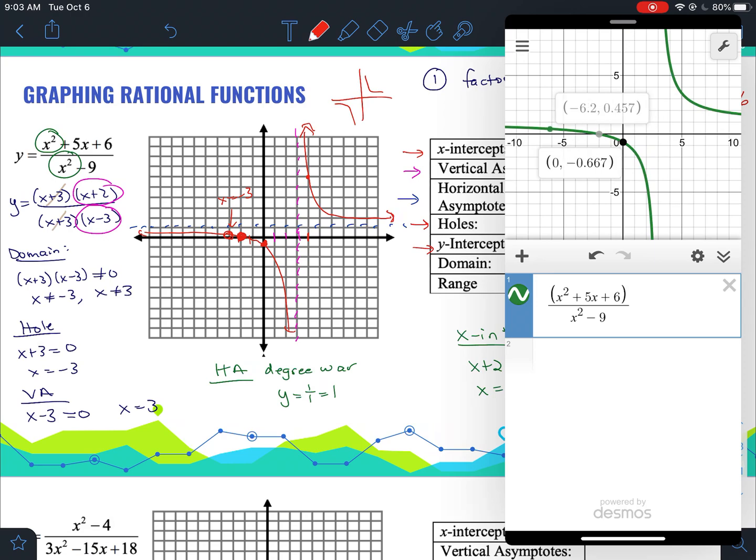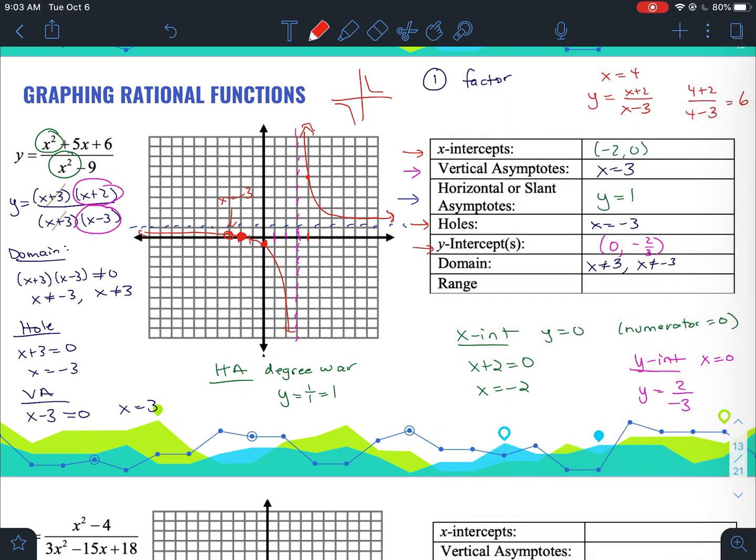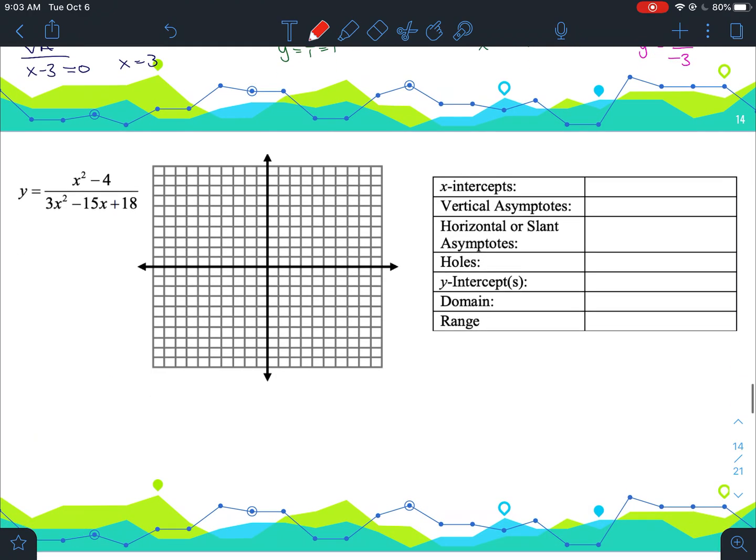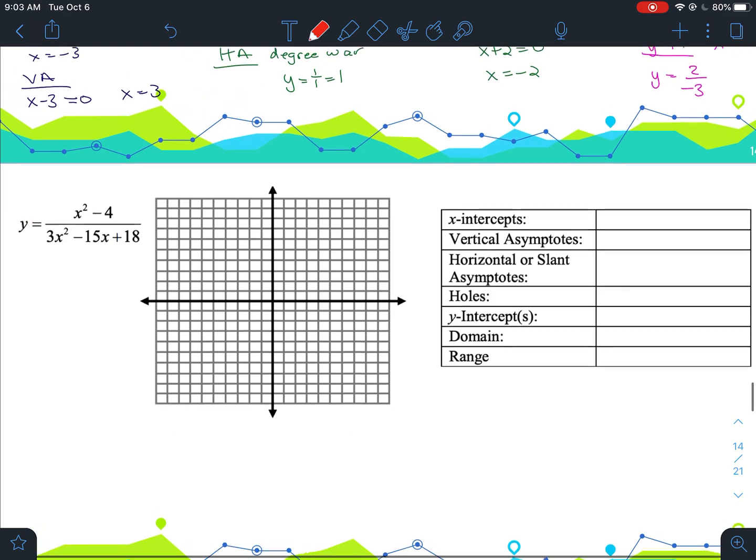And then if I follow this along until I hit x equals negative 3, notice it's undefined there. There's a hole there. So it looks like we did a good job. All right, let's try another one.